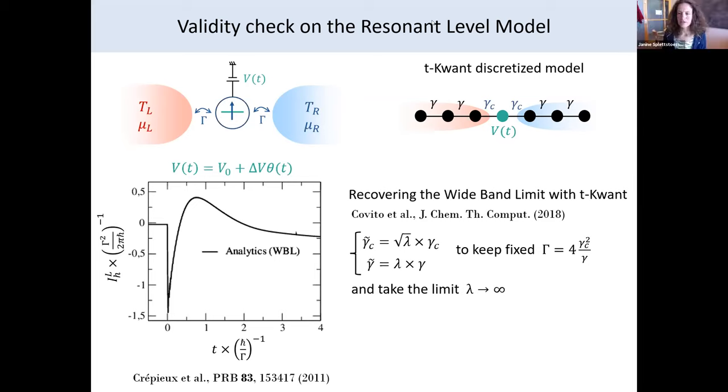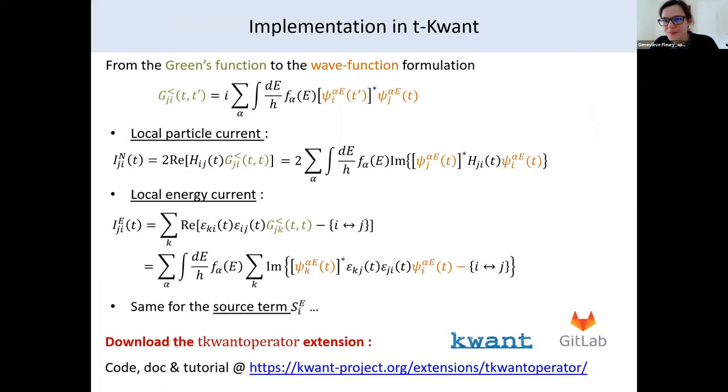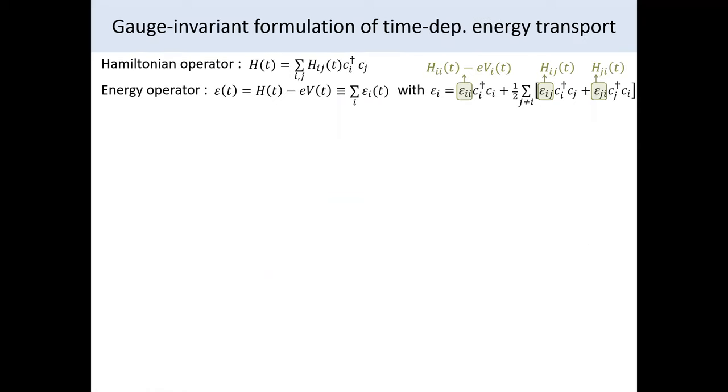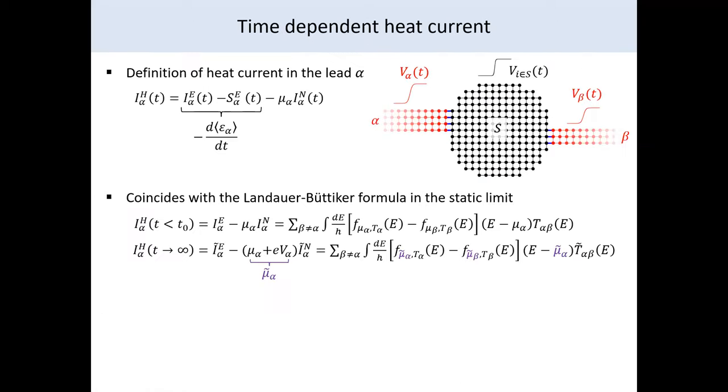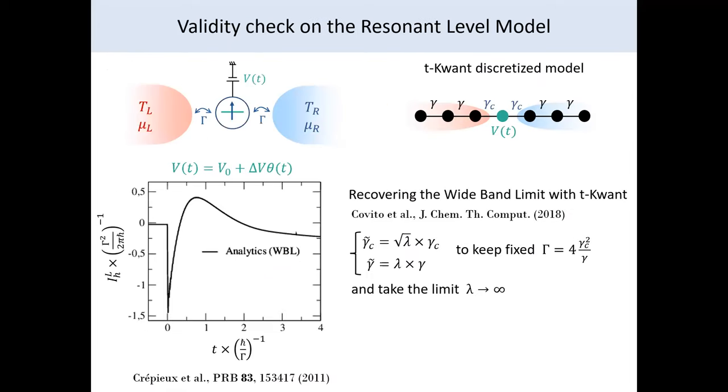There's time for one last question now. There is one more in the chat. So Clemens Winkelmann asks a naive question, as he says: can you explain the time-dependent heat current, the analytic result by Krepier and Hans? This result that was on the screen. Yes, the one for the resonant level, I guess. Yes, here. Oh, okay, this one.